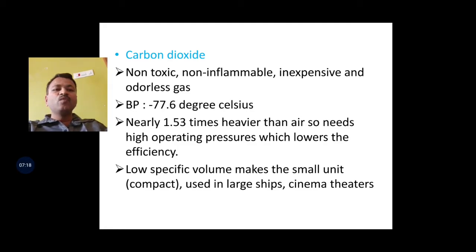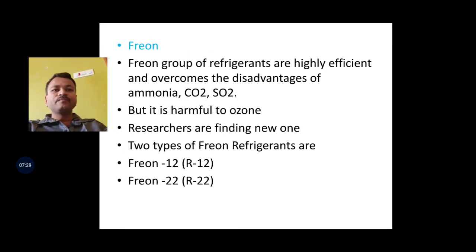The low specific volume makes the unit compact. So you can make it a small unit so that you can use it for large ships, cinema theaters, etc. You can use carbon dioxide as a refrigerant.